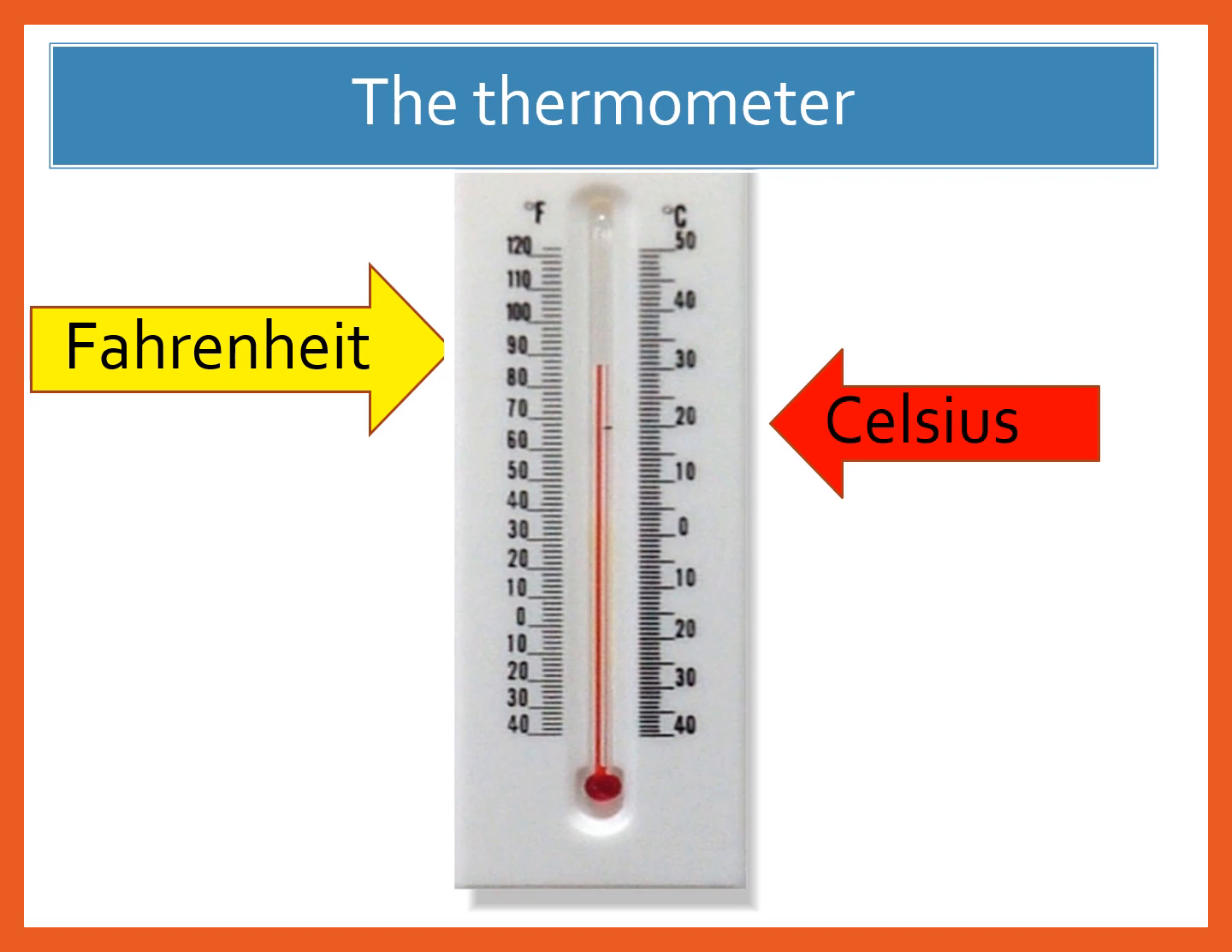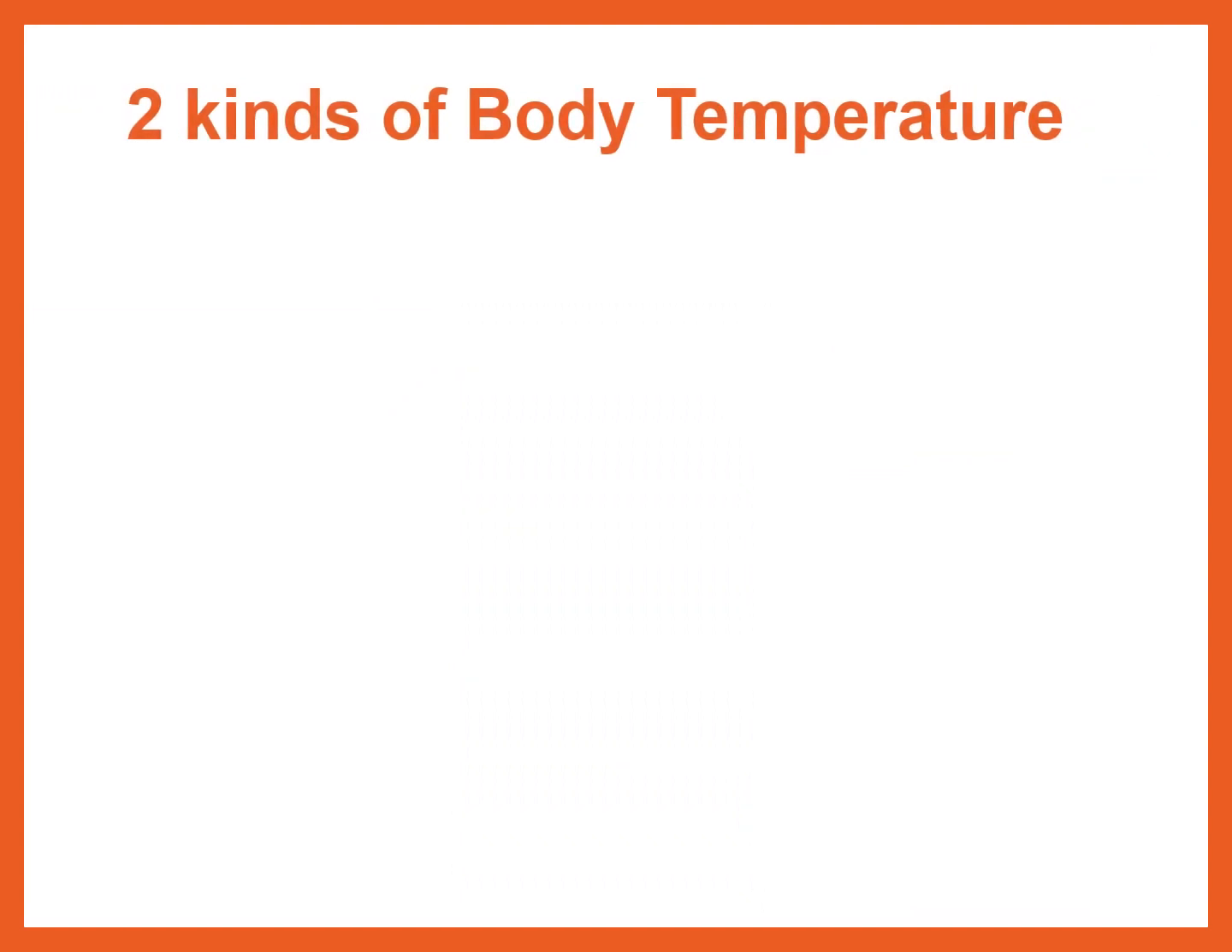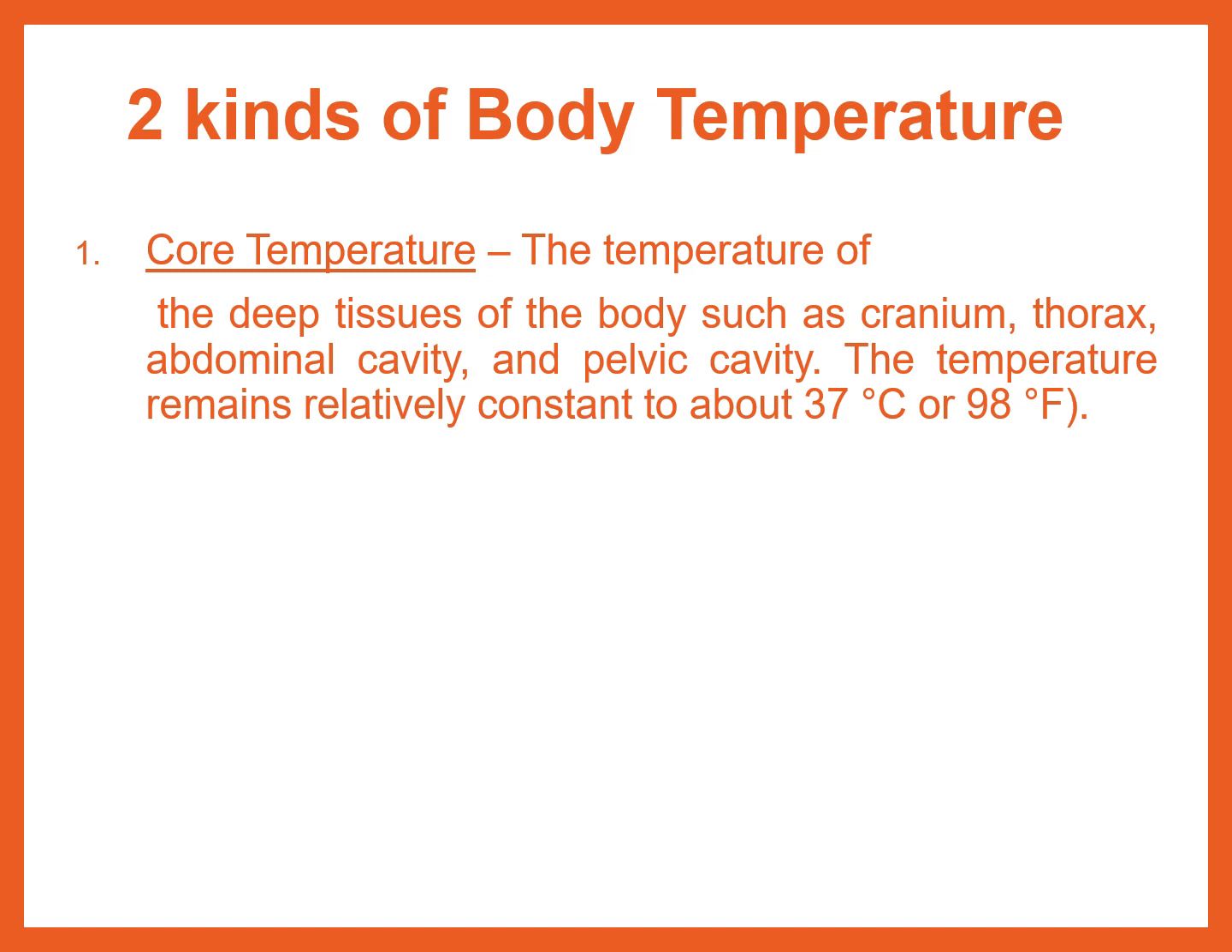This is just an example of the thermometer where there is a Fahrenheit and a Celsius. So there are two kinds of temperature. We have the core temperature. It is the temperature of the deep tissue of the body, such as the cranium, thorax, abdominal cavity, and the pelvic cavity. So the temperature remains relatively constant at about 37 degrees Celsius or 98 degrees Fahrenheit.